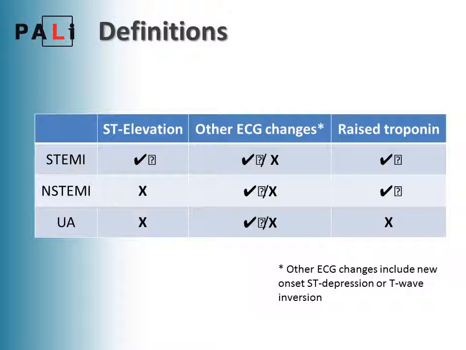There will be no ST elevation. There may be other ischemic ECG changes, or it may be entirely normal. STEMIs and non-STEMIs will both have associated rises in troponin, whereas unstable angina will not.